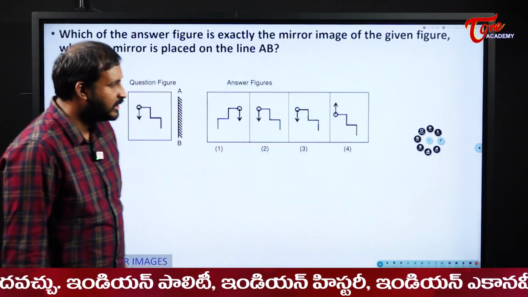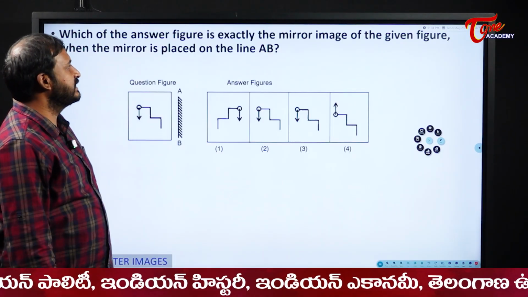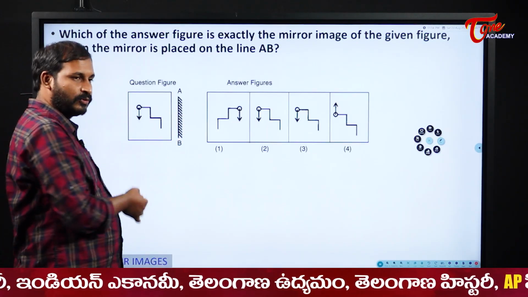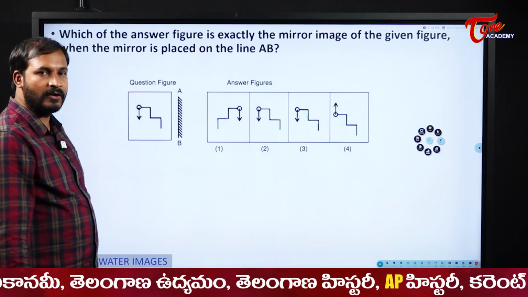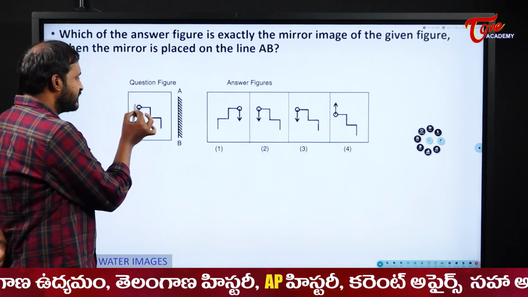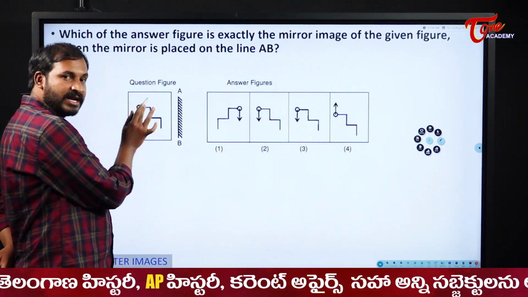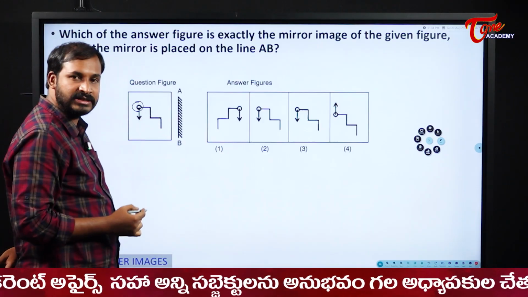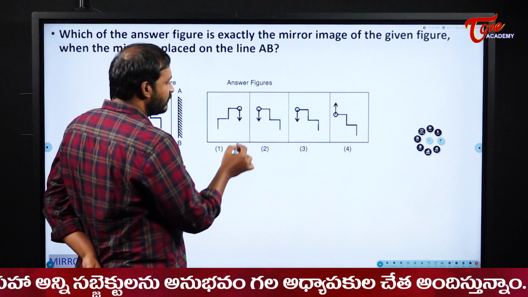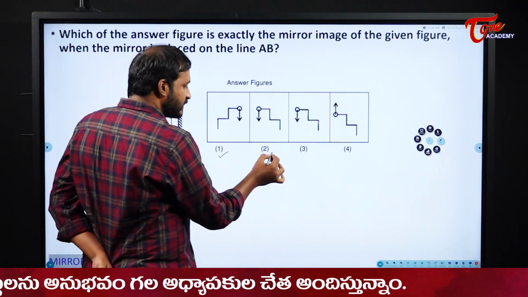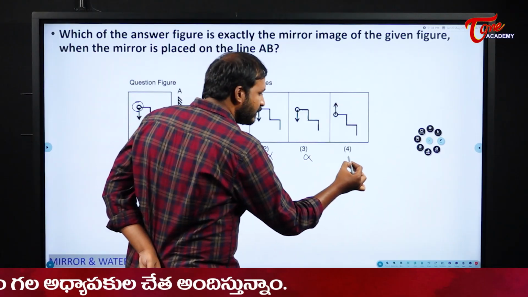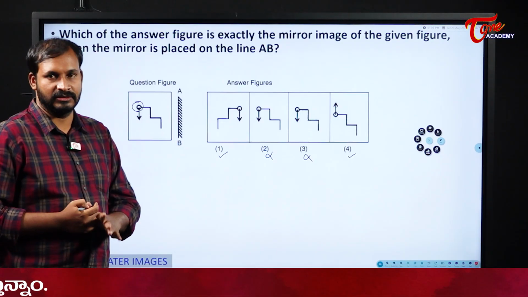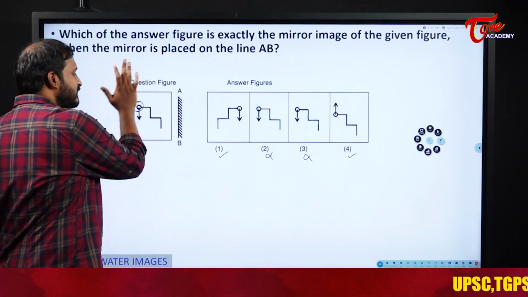The first one. Which of the answer figures is exactly the mirror image of the given figure when the mirror is placed on the line AB? Now the mirror is placed at this position. What is the mirror image of this figure? First and foremost, the circle was towards left, right? In mirror image, left becomes right, right becomes left. So the circle will now come towards right. Which figure has the circle towards the right? The first figure has it; the second and third will be eliminated, and the fourth has it. So now I have two chances here, first or fourth. By seeing just this circle, I came to know.